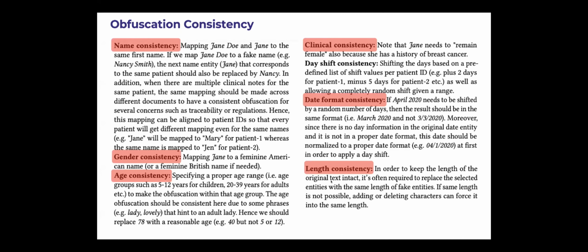And then the last one is length consistency. Sometimes people want to keep the same length after the de-identification or obfuscation, so you need to use same-length names, or at the end, the length of the documents shouldn't change. Sometimes their infra dictates this. So we try to do this as well.